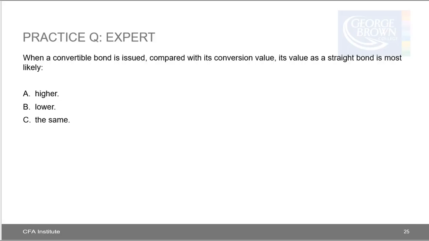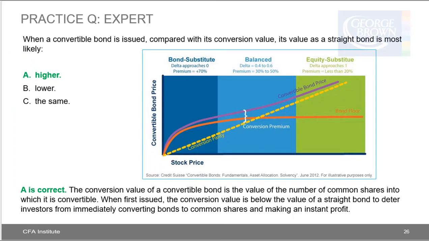So a quick practice question from the learning ecosystem that was classified as expert level. When a convertible bond is issued, compared with its conversion value, its value as a straight bond is most likely: A, higher, B, lower, or C, the same. Okay, so that's a little bit of a tough one. A is correct. The conversion value of a convertible bond is the value of the number of common shares into which it is convertible. When first issued, the conversion value is below the value of a straight bond to deter investors from immediately converting bonds to common shares and making an instant profit.